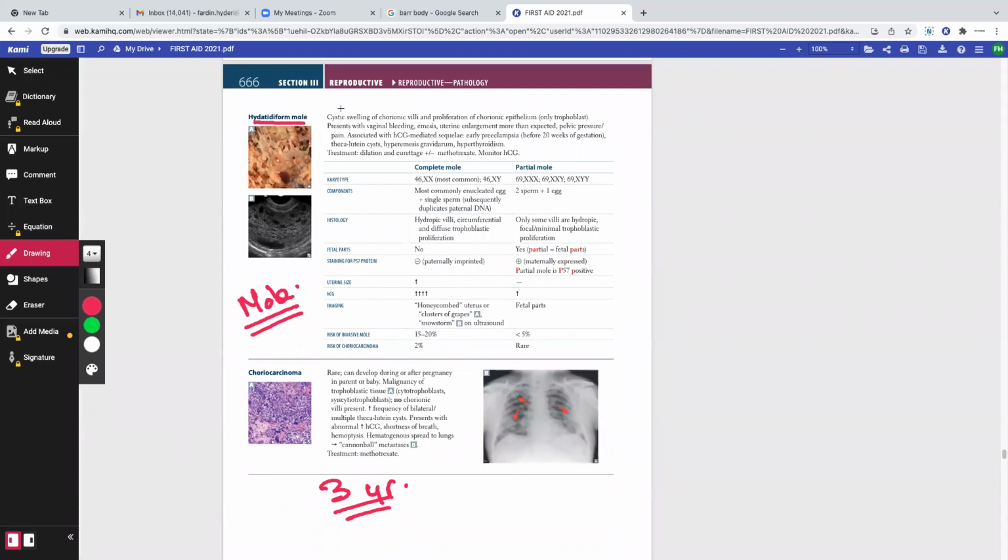So, what is hydatidiform mole? Hydatidiform mole is basically a condition where when there is fertilization, there's formation of an abnormal structure. Instead of forming into a human, they form a mole. And this mole is a cystic swelling of chorionic villi and proliferation of the chorionic epithelium. Like how when the zygote is formed, it starts to implant. And when it implants, there's formation of placenta and the chorionic villi and syncytial trophoblast and cytotrophoblast. Yes or no? The answer is yes, right?